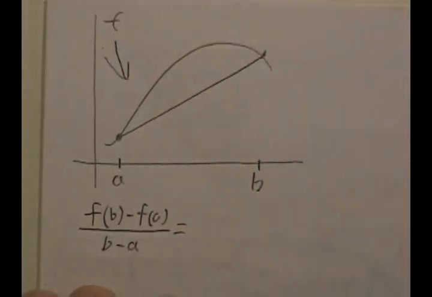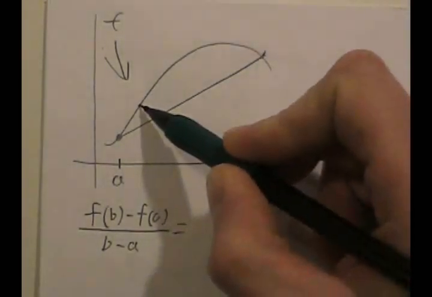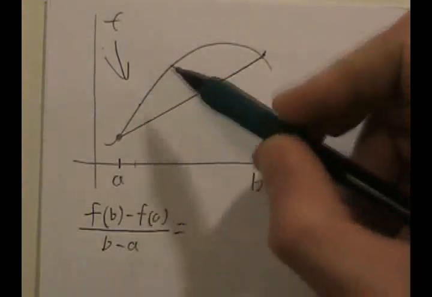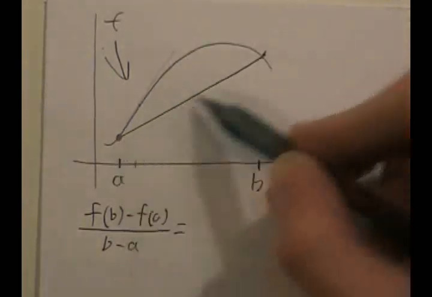Now, where is that going to be? You can sort of see this right away if you know what you're talking about. If I pick this x value here, this is not the correct value because the slope, the derivative there, is different from this slope, right?